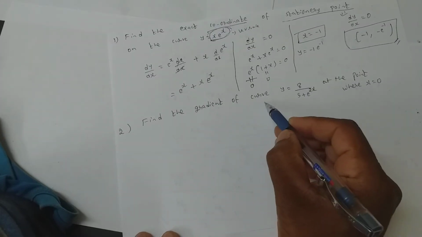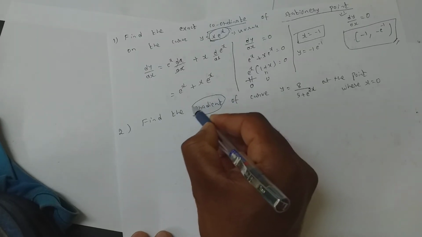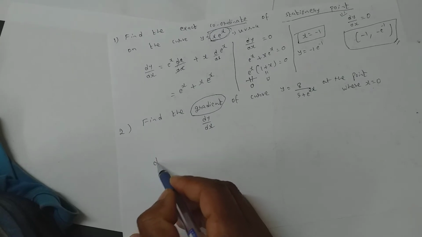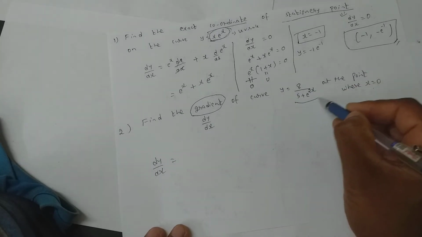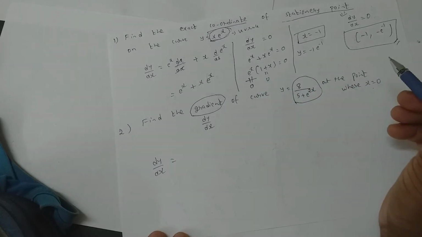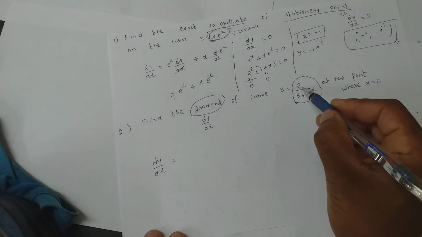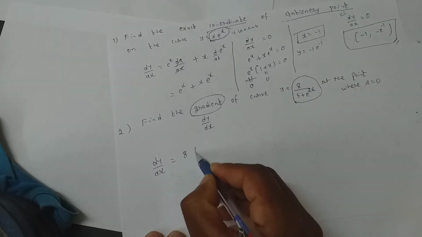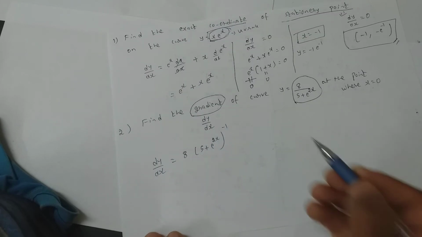Find the gradient of the curve at the point x equal to 0. Again, gradient means dy by dx. So to find dy by dx, what is the catch here? It's a fraction. So what should you use? U by v rule, or else, since here I don't have any x term at all, I bring it up. So it becomes 8 into 5 plus e power 2x power minus 1.